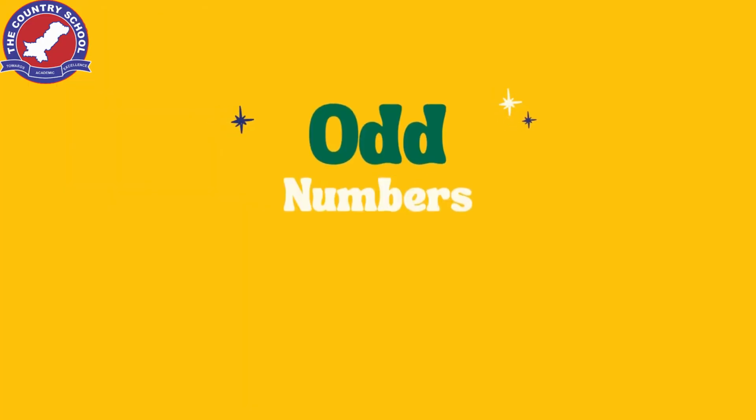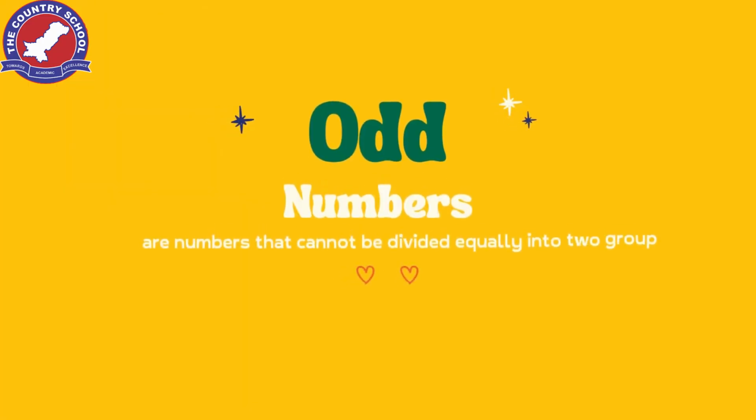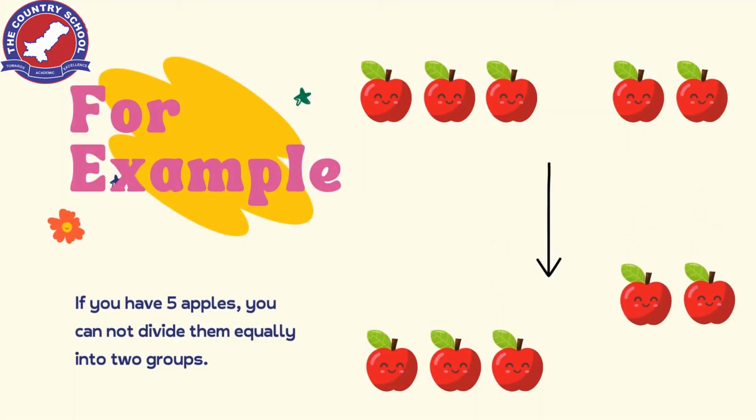Odd numbers are numbers that cannot be divided equally into two groups. For example, if you have 5 apples, you cannot divide them equally into two groups. So 5 is an odd number.